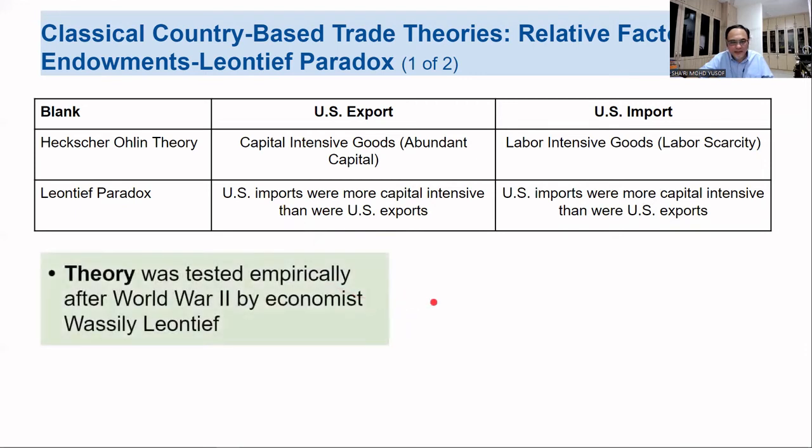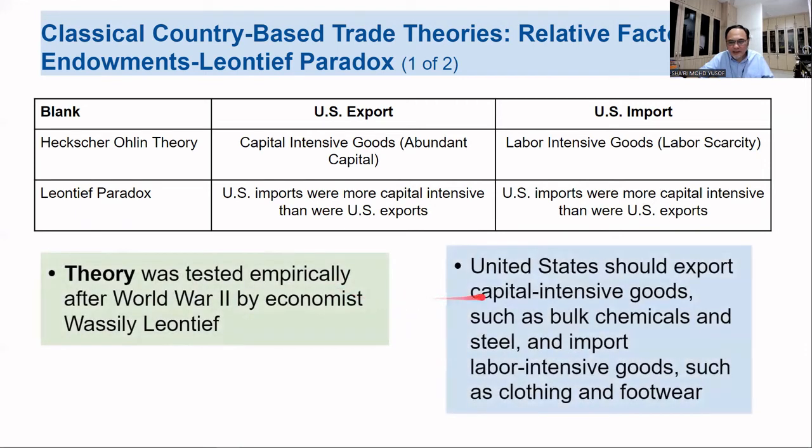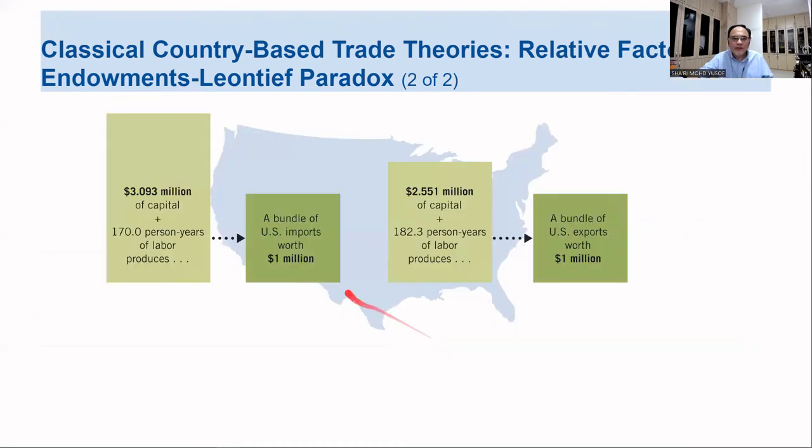Okay, the next. So the US should export capital-intensive goods such as bulk chemicals and import labor-intensive goods such as clothing and footwear. So this was the empirical test. And from the study, if you see here, 3.9 million of capital plus 170 person-years of labor produces one bundle of 1 million worth of imports.